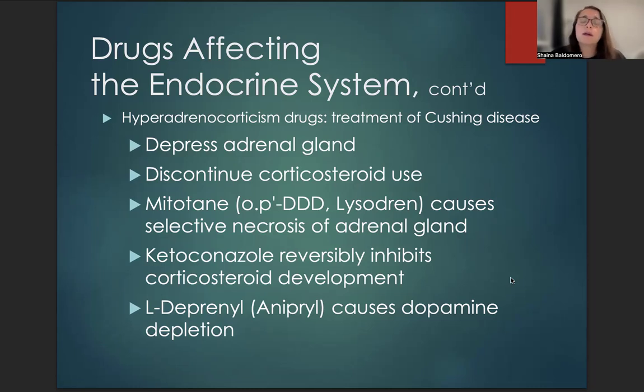We can also give a medication called ketoconazole. This reversibly inhibits corticosteroid development. So it'll help control that. We can also give L-deprenyl or Anipryl. This can cause dopamine depletion, which can be needed. Usually, pets that have hyperadrenocorticism also have way too high of dopamine levels because these stress hormones are just off the charts. So we actually need to kind of deplete it back down to help get them back to a normal level. Again, the severity absolutely plays a role in the medications they're going to choose and the route of treatment.